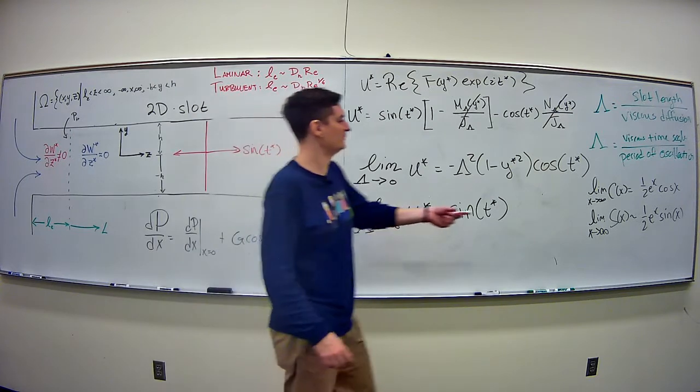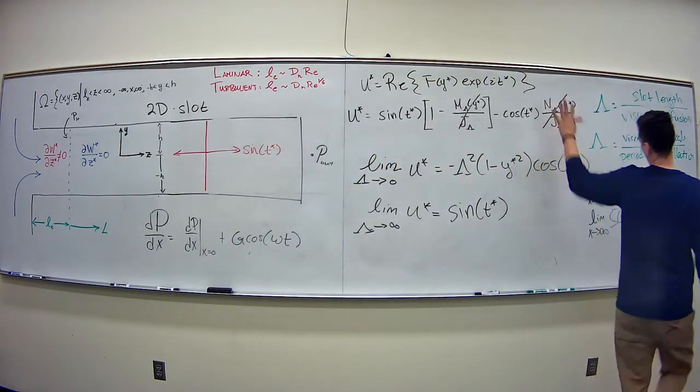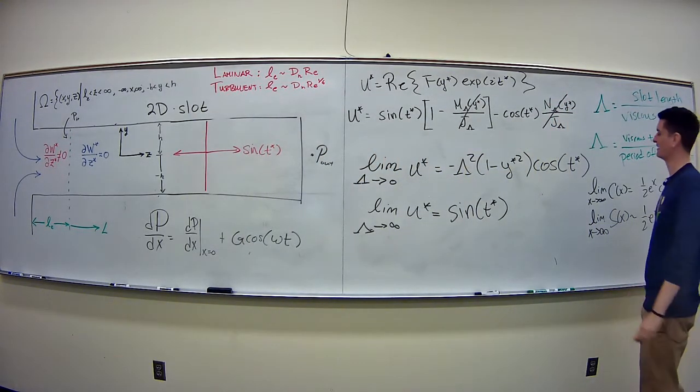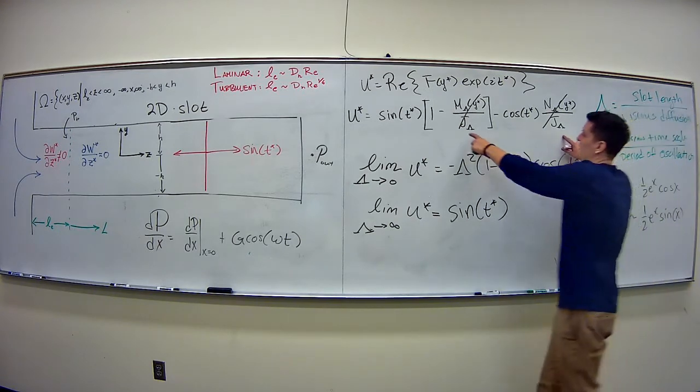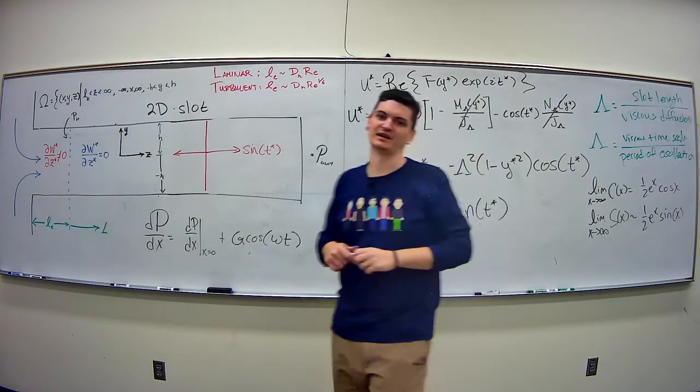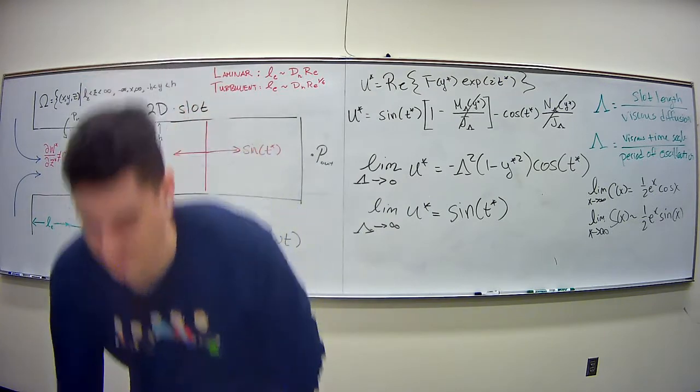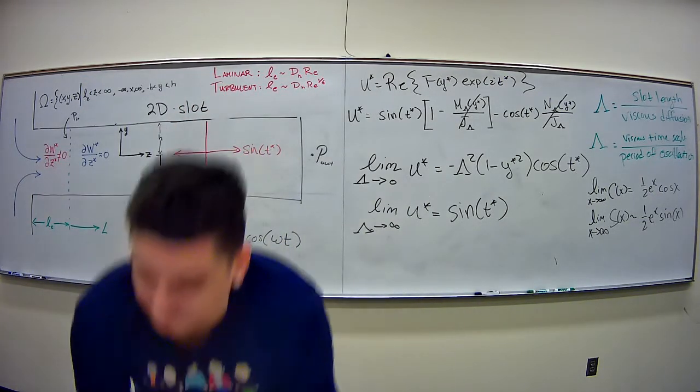All of this being possible because I could define and write the solution in this form. Because I just had to look at the relative size of this j capital omega, and look at limits of when lambda was very large or very small.